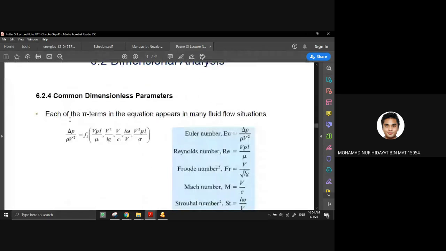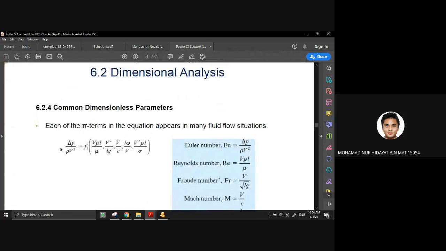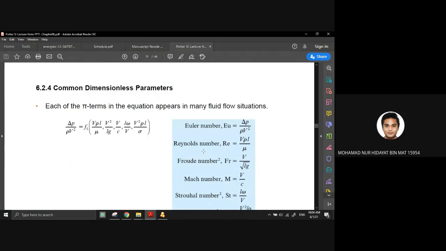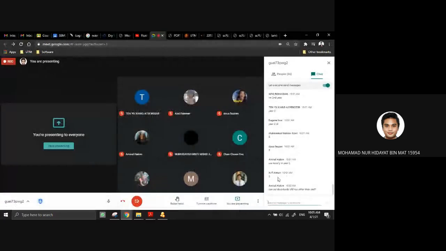However, this pi term, you can see this one, delta P over rho V squared, is actually referred to as a different number. We call it the Euler number. Have any one of you heard about Reynolds number? Can any one of you comment?